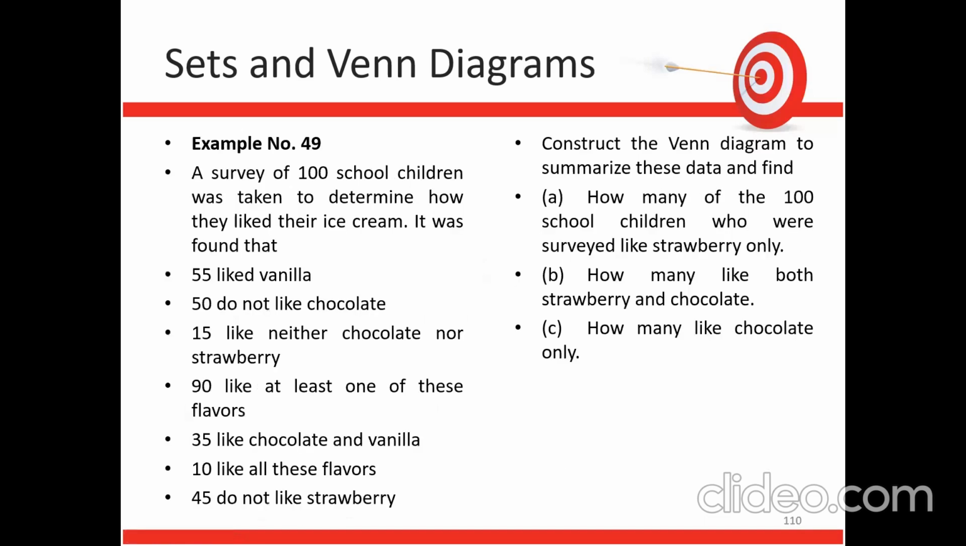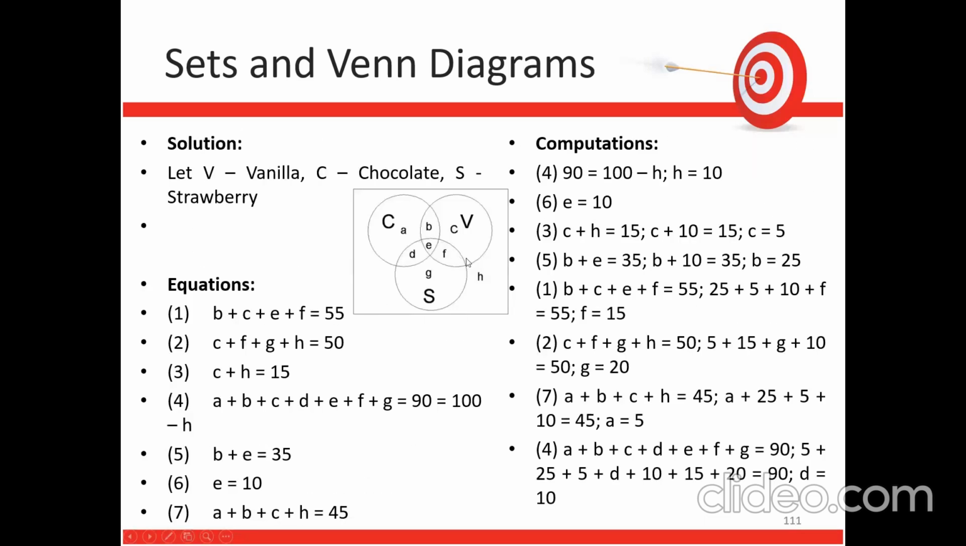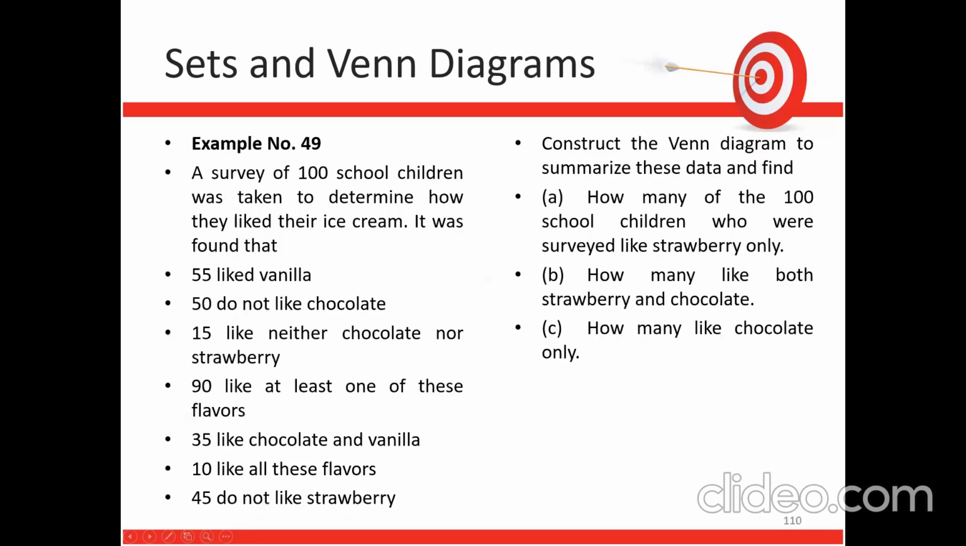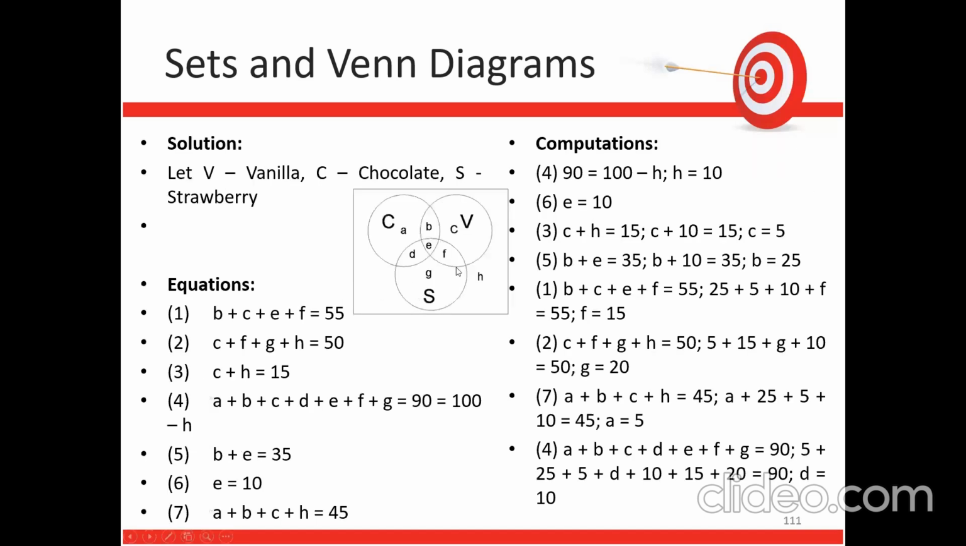Ano yung 50 na yan? Do not like chocolate. So, mga ayaw ng chocolate, ito. Yung C. Tapos, F. Huwag mong isasama itong nandyan na sa loob. G. And H. So, H, ayaw din, di ba? 50. So, ganun. So, 15, like neither chocolate nor strawberry. So, that is C and H. Wala siyang chocolate, strawberry, simple ito lang. Saka yung H. Okay? And so on. Ganon din siya dito. Analyze nyo nun.